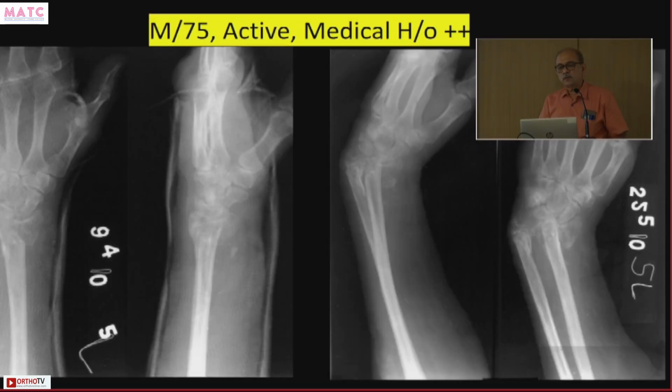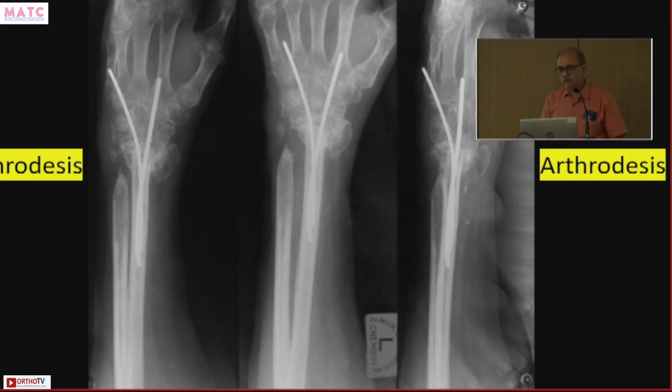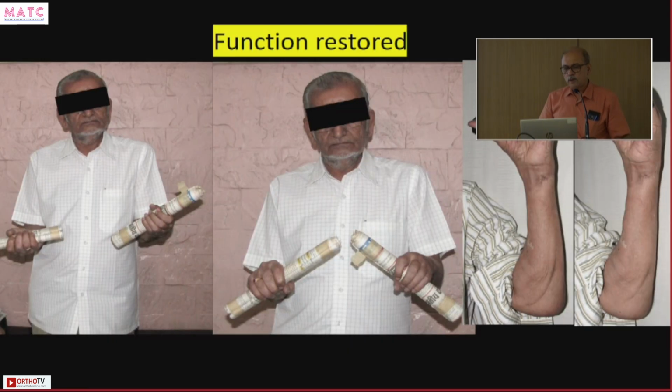So this was the father of a very eminent surgeon. He had a very bad medical history, but he was active. He was doing all his day-to-day activities. But because of the fracture healing in this position, he could not do anything. His hand was very stiff. So we opted for a very simple technique of wrist arthrodesis, and that is putting two curved wires from the base of the second and third, fourth metacarpal in this case. You can put it from the base of the third also. And you can see that this hand function is completely restored with the splints and therapy.